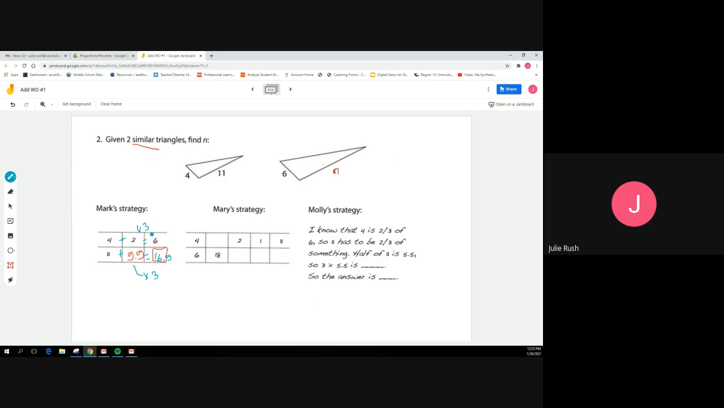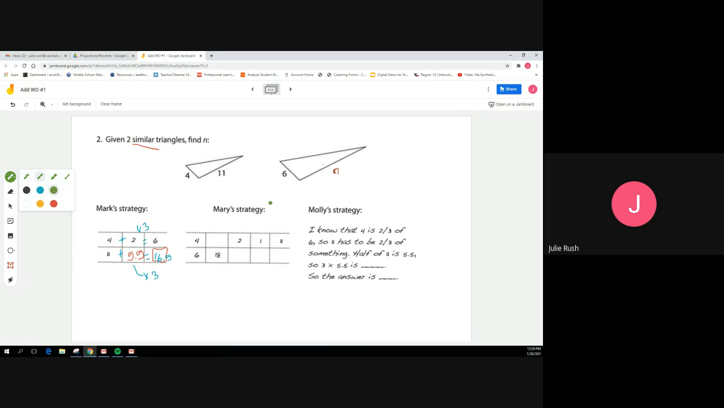I just wanted to show you that multiplying 2 times 3 to get to 6 is the same thing as 4 plus 2 to get to 6, and 11 plus 5.5 to get to 16.5 is the same thing as 5.5 times 3. Okay, so I just wanted to show you that if you're adding across and your neighbor is multiplying, you're both going to find the right answer. Okay, let's hop over to Mary and see what Mary did.